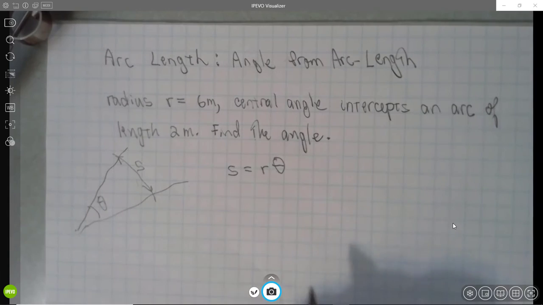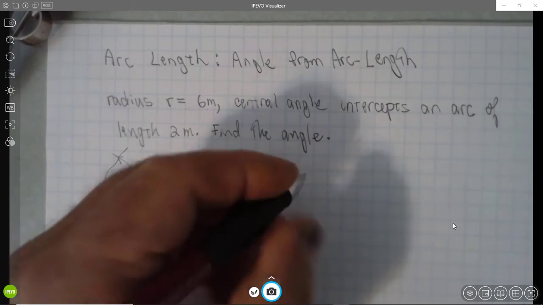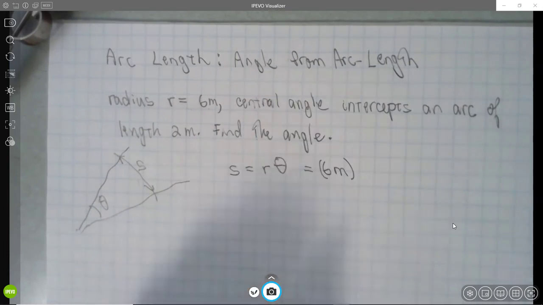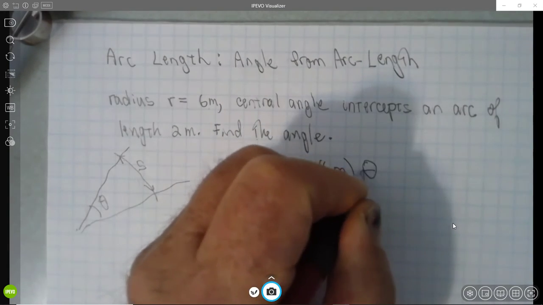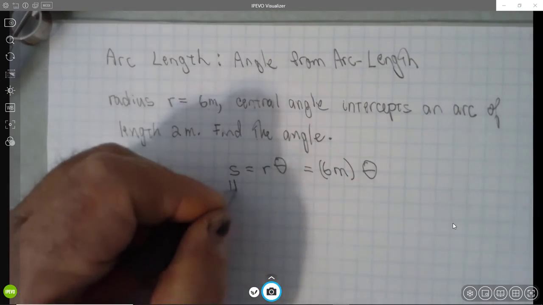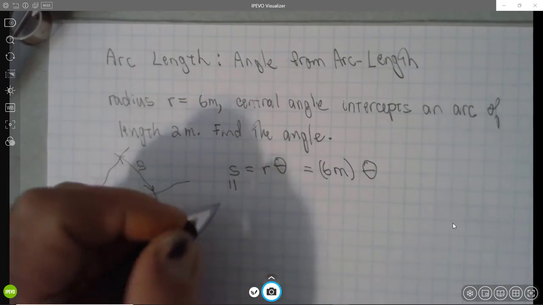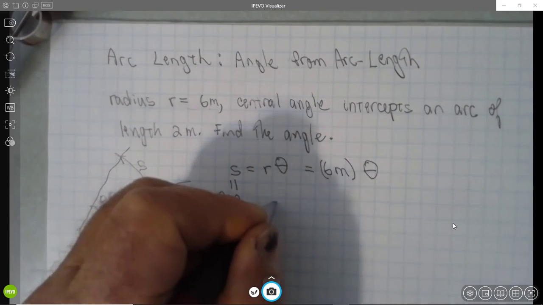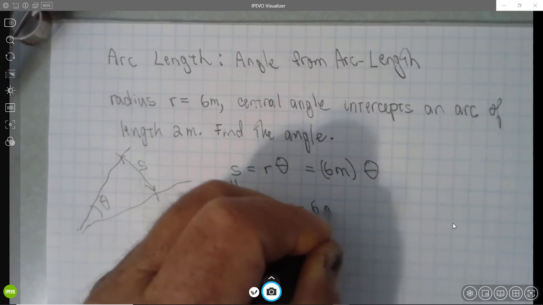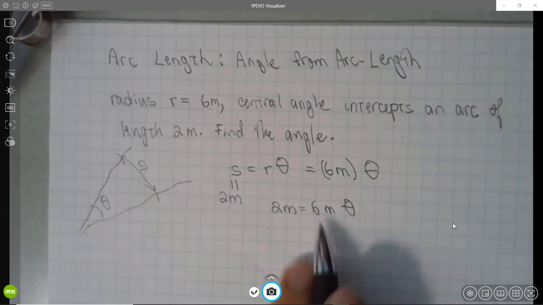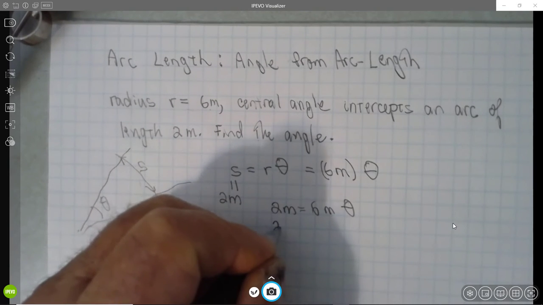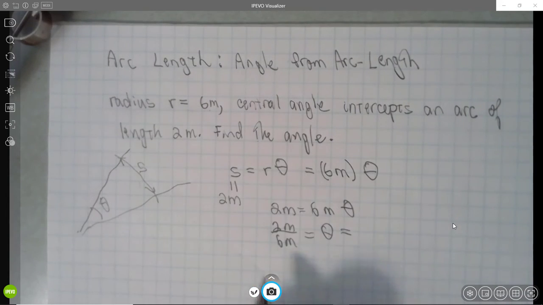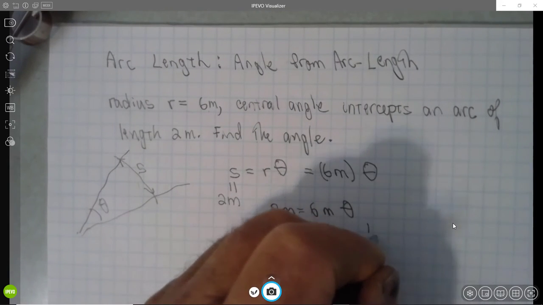Now, in this case, we know that the radius is 6 meters. We don't know theta, but we do know the arc length. The arc length is 2 meters. So that tells us that 2 meters is equal to 6 meters times theta. Divide each side by 6 meters. And the meters cancels out. We have 1/3 for the angle.